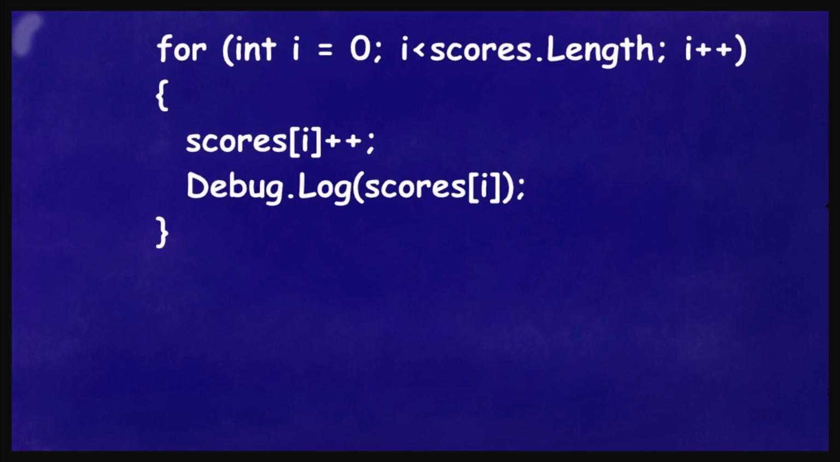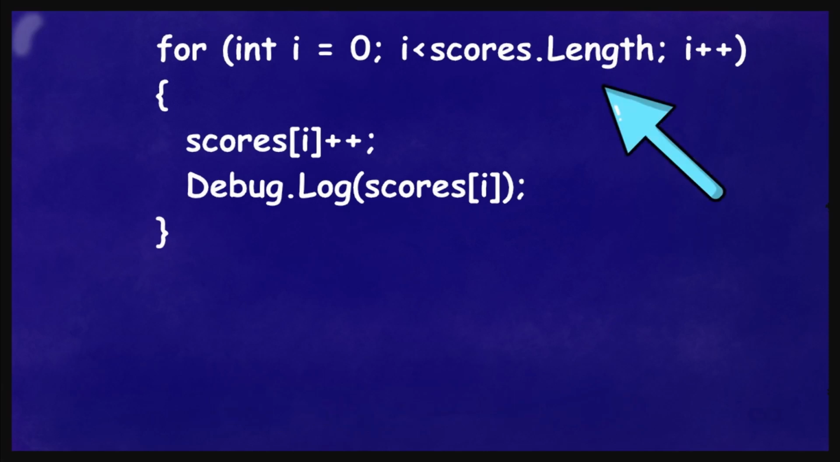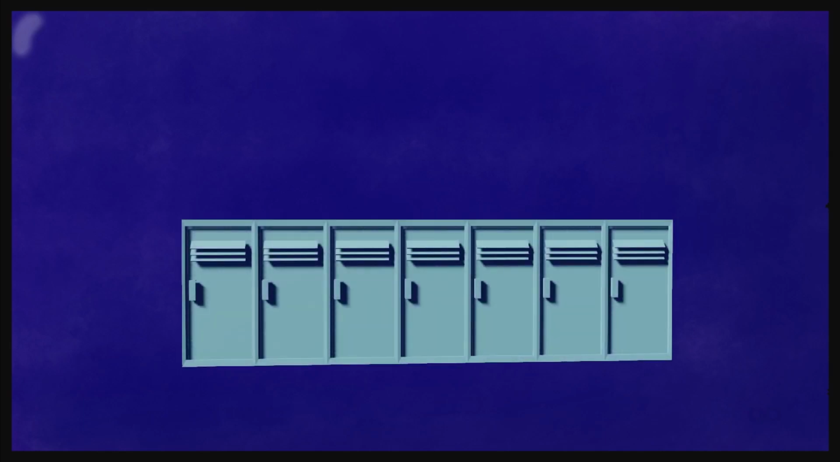In this example, we access one by one every value in the array, adding 1 and then printing it in the console. The length property gives you the number of items in the array, so your loop knows when to stop. And that's it for arrays. We covered what they are, how to declare them, how to use them through the inspector, and how to take their values. I hope you learned something from this today, and thanks for watching.